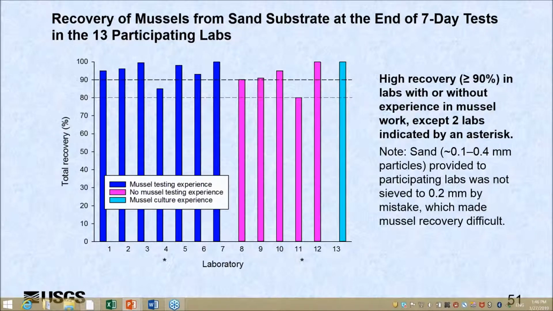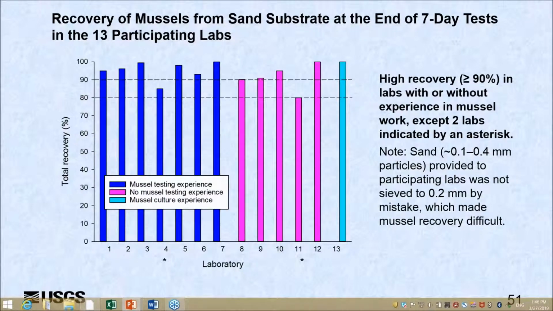So this is the results after the 7-day test from the 13 labs, and most labs faced a big challenge to recover the mussel from the sand. The reason is we made a mistake: we didn't sieve the sand to less than 0.2 millimeter, which is smaller than the mussel. So we sent out sand particle size quite bigger than we originally planned, and that made it difficult to recover the mussel. Another thing is we didn't explain very well during our conference call before the study how we are going to recover the mussel, and there's some kind of technique.